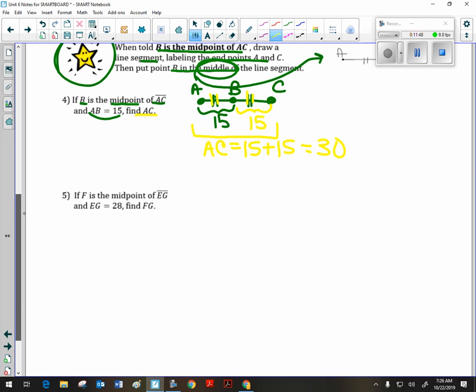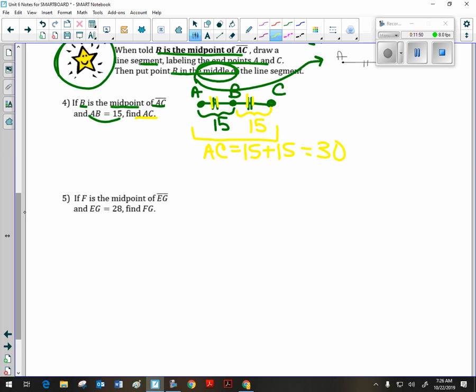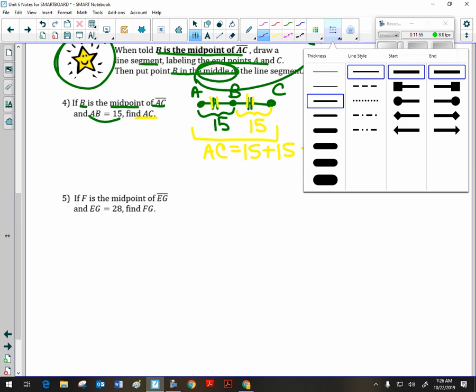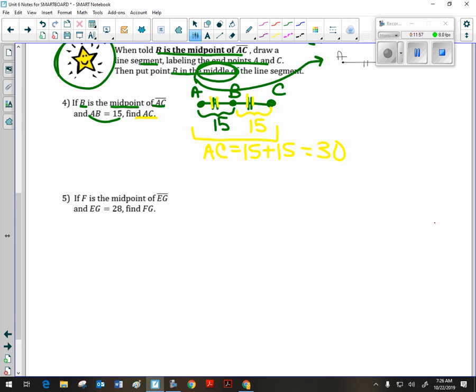On the next question, same wording, just going to be drawing a different picture because they have changed the letters. So I'm not changing the picture, I'm just changing the letters. F is the midpoint of EG. So I have a segment that goes from E to G, and my placement of F this time will be in the middle because they said the word midpoint, which means that these two parts are equal. EG is 28. Be careful where you put that. That's the whole entire thing.